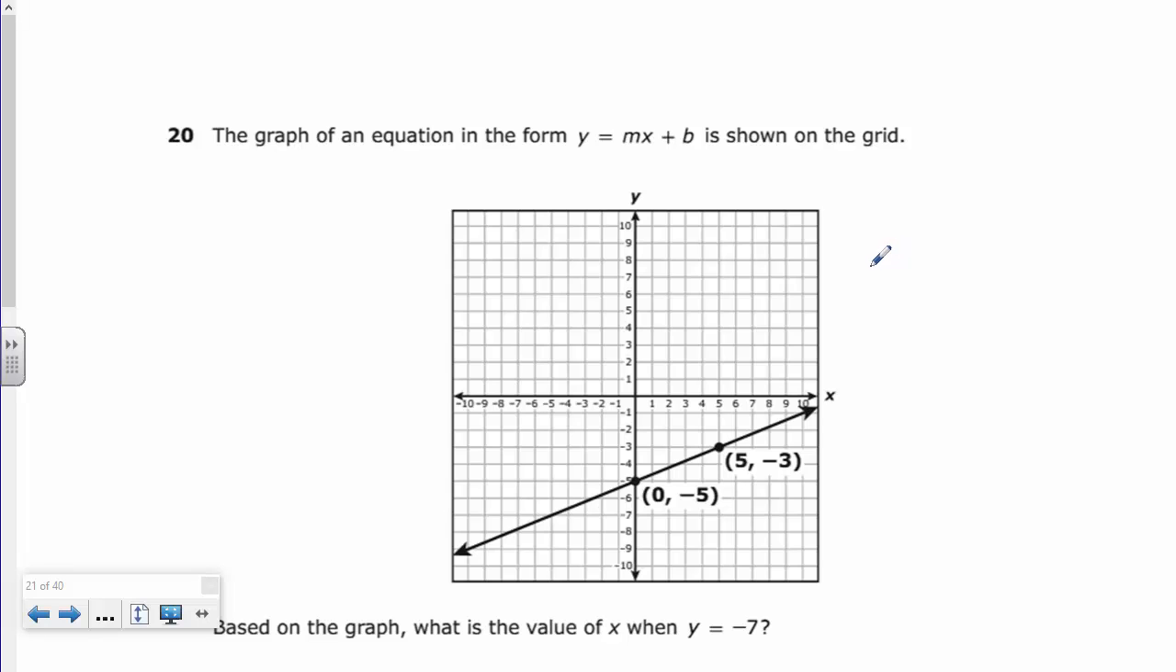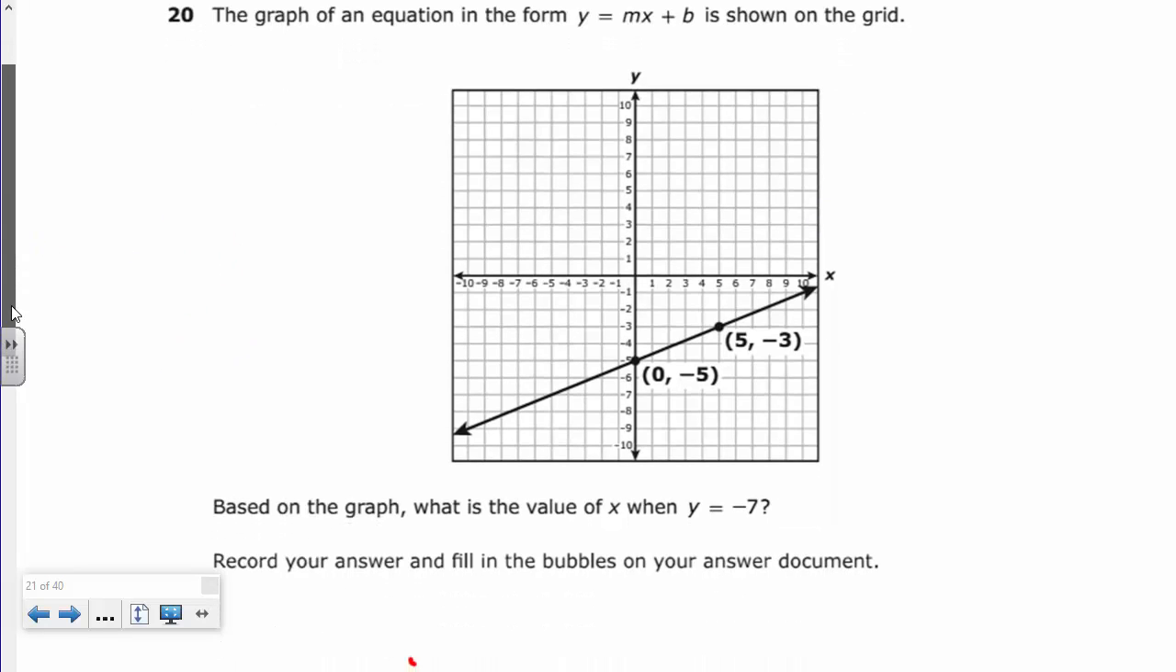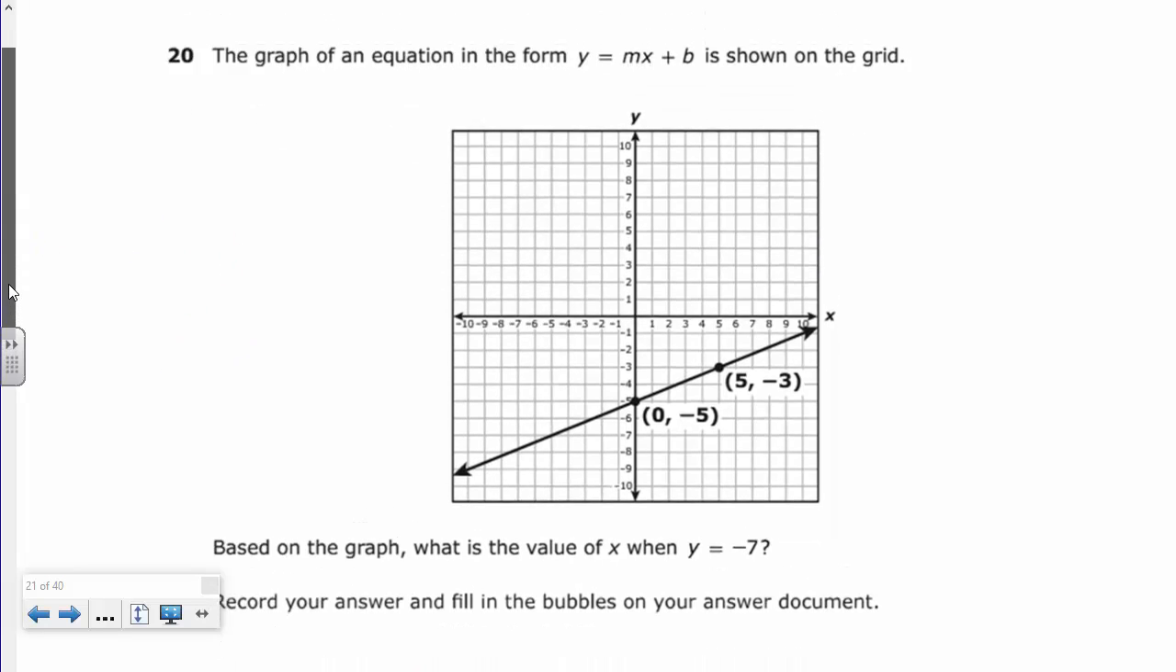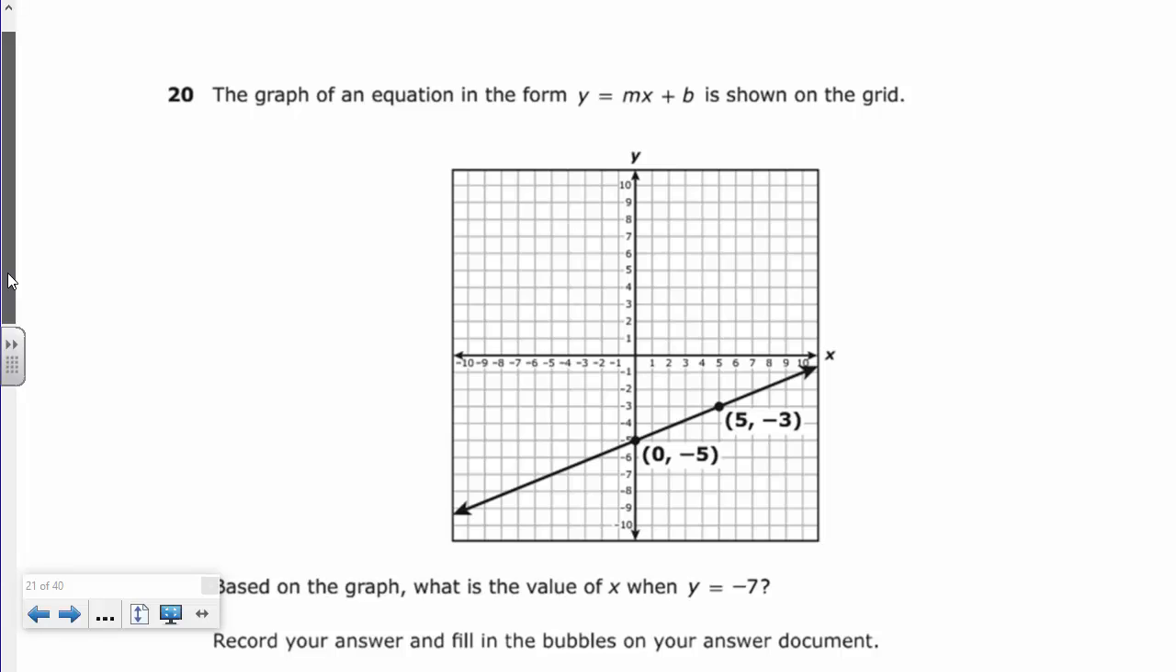Okay, number 20 is well worth looking at here. This is one of those griddable questions again. Okay, you see down here: record your answer and fill in the bubbles in your answer document. All right. I've emphasized over and over again these sometimes are the easiest questions on the test. So please attempt these, and I actually recommend that you attempt them first again.